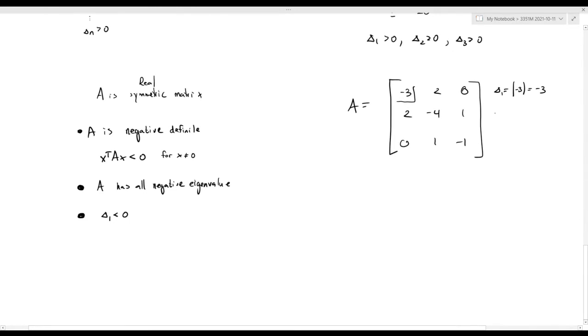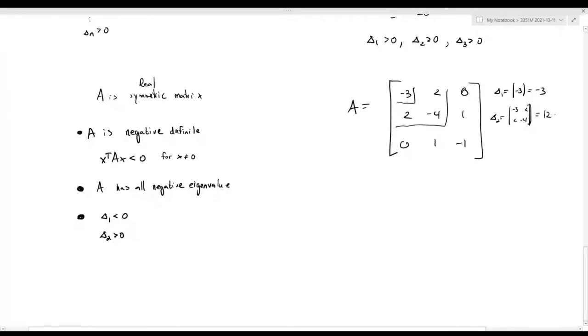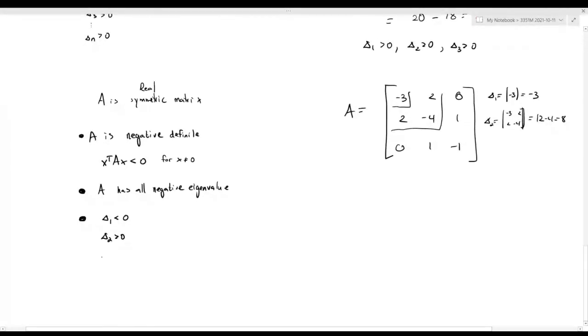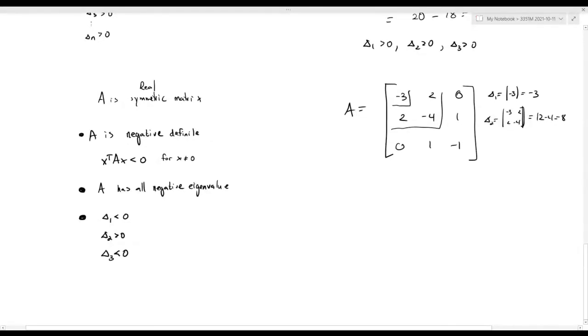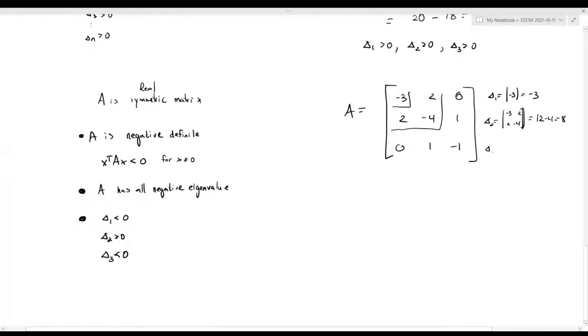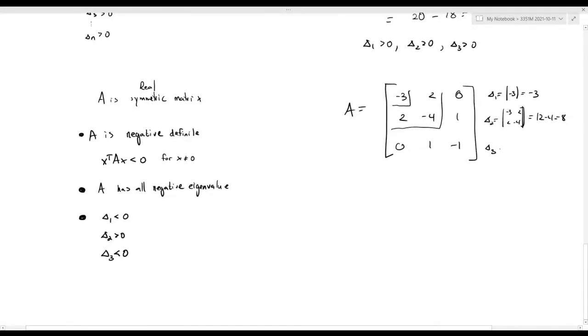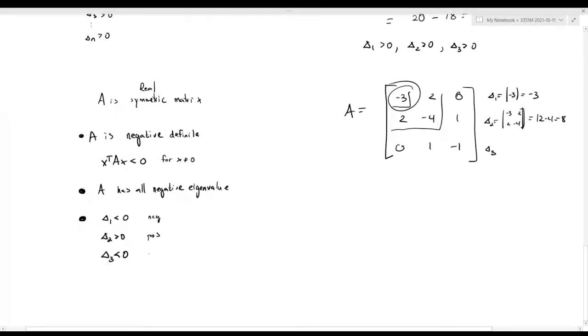And then delta 2 should be positive. So the determinant of this 2 by 2 matrix should be positive. It's 12 minus 4, which is positive 8. And then the determinant of the whole matrix should be negative. So for a negative definite matrix, there's this alternating pattern of minus and plus. You start with a negative determinant, so this entry has to be negative, and then you go positive and you alternate: negative, positive, but starting with a negative.